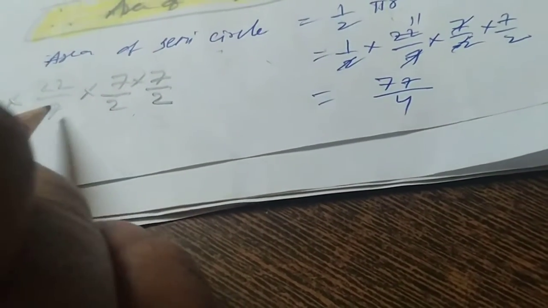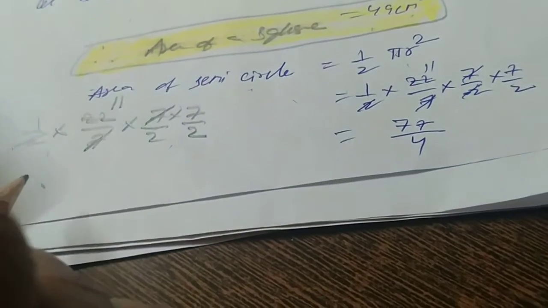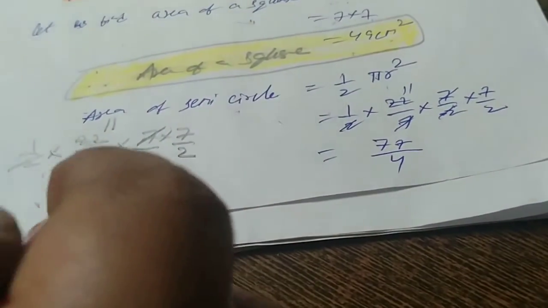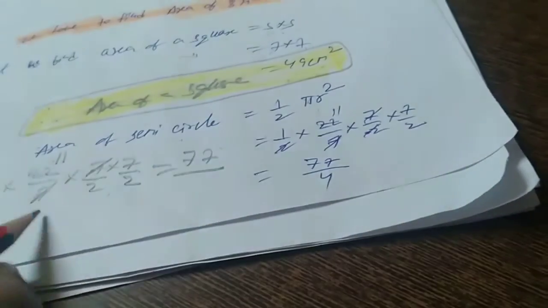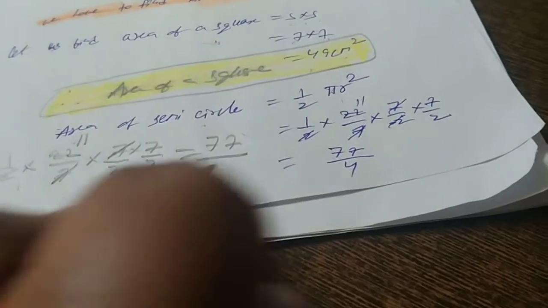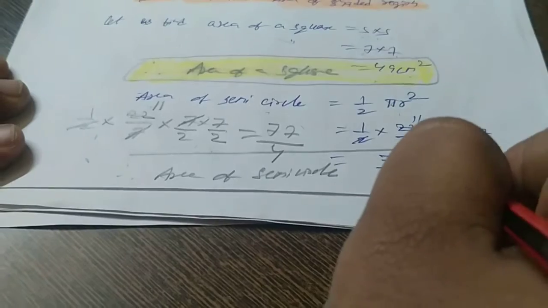So my dear students, cancel 7, 7 cancel here. And 2 ones are 2, and 2 ones are 2. My dear students, is anything left? Nothing. So we have to write 11 into 7, that is equal to 77 by, in the denominator, 2 2s are 4. So that is what we got, 77 by 4. Therefore, write down here, therefore area of semicircle is equal to 77 by 4 centimeter square. So that is the step we got, my dear students.